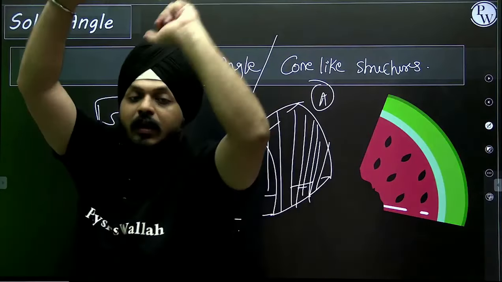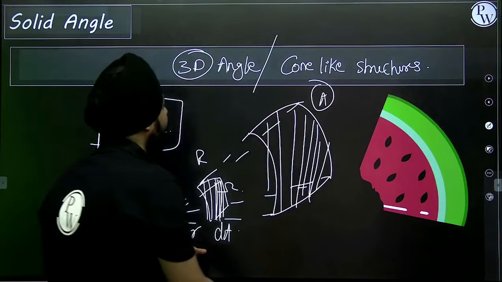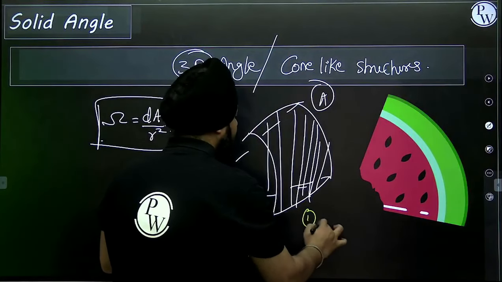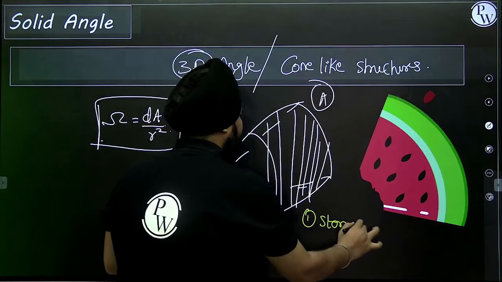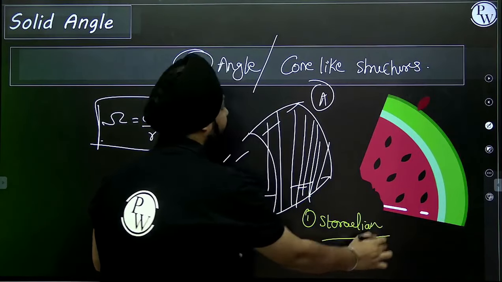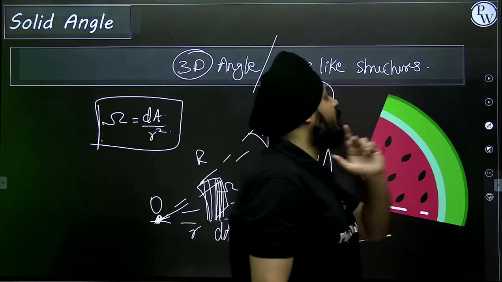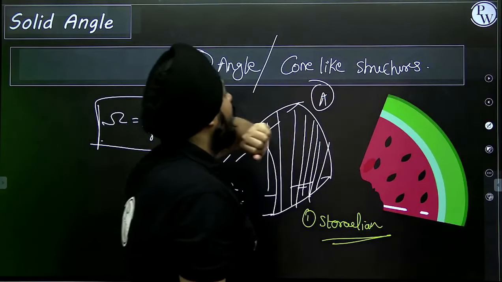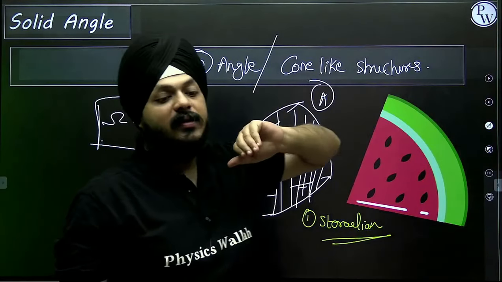Now, this was the solid angle. Obviously the unit is steradian. It is a kind of 3D angle, generally formed in conical or 3D structures. Now let's move on to see how you can understand the flow of the chapter.